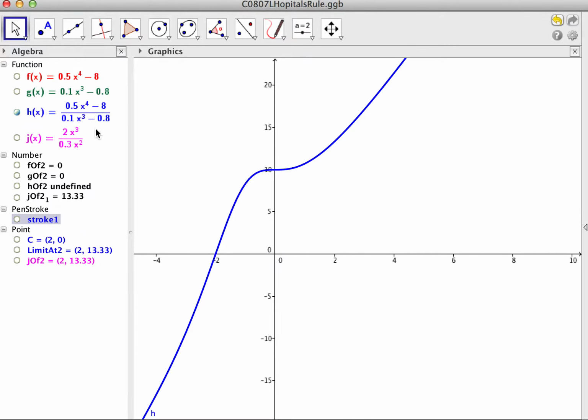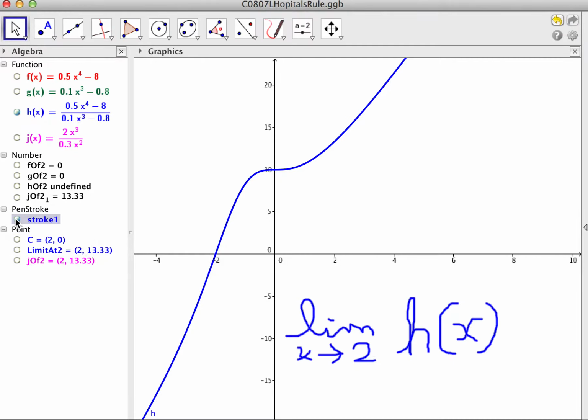Okay, here we have a function h of x, and it's a rational expression. First thing we would do would be to look at direct substitution if we're interested in finding what's happening at various points. If we're looking at what's happening at x equals 2, we would do direct substitution into the numerator and the denominator.